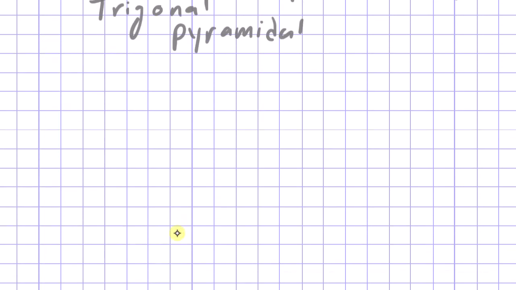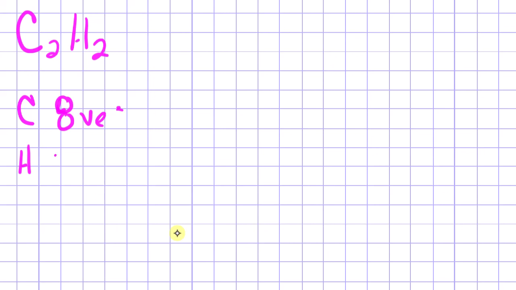Let's look at 1 or 2 more. So next, what if we have something like C2H2? Carbon has 4 valence electrons. There are 2 carbons, so there's going to be 8 valence electrons total. Hydrogen has 1 valence electron. There's 2 of them, so there will be 2 valence electrons total, for a total of 10 valence electrons that we should show in our Lewis structure.